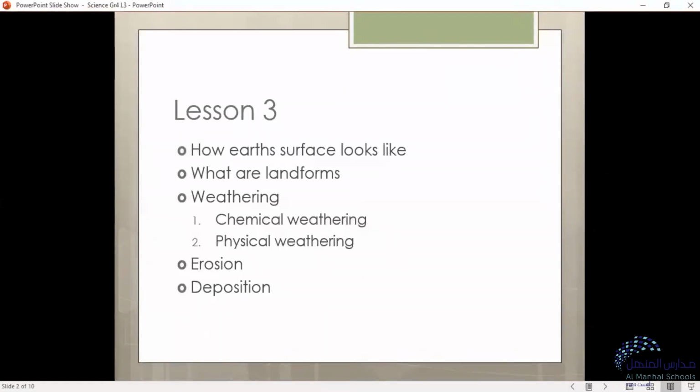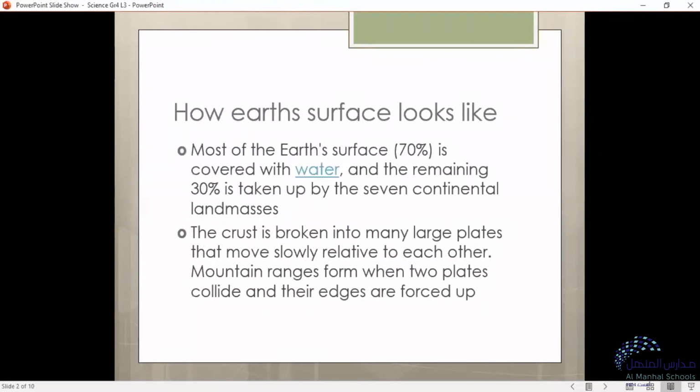In today's lesson we will be discussing Earth's surface, what Earth's surface looks like, what types of landforms you get, what weathering is, chemical weathering and physical weathering, what erosion is, and also deposition.